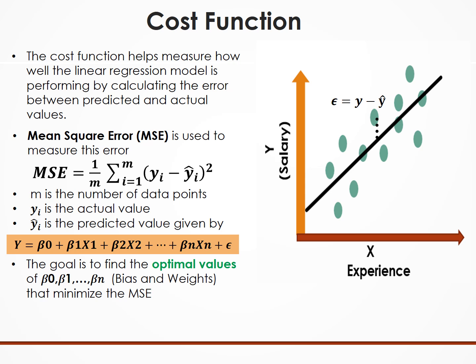The goal of the whole process is to find the best possible values for these coefficients b such that the mean square error is minimized. In other words, we want to adjust the weights and bias in such a way that our model's predictions are as close as possible to the actual values.